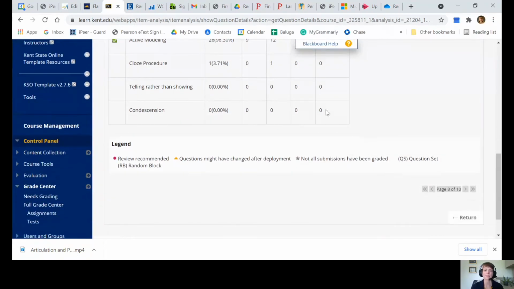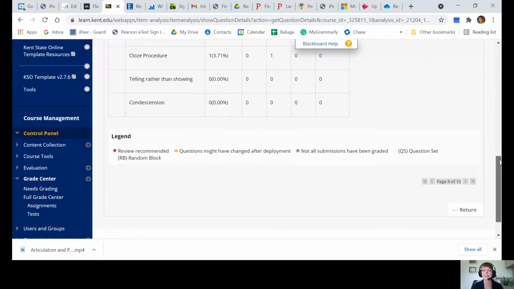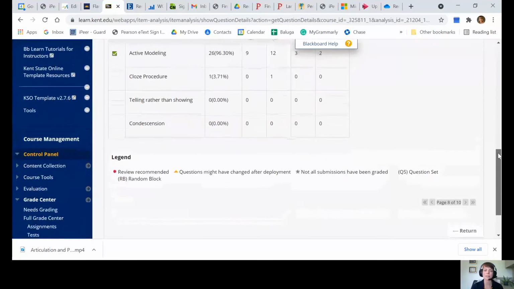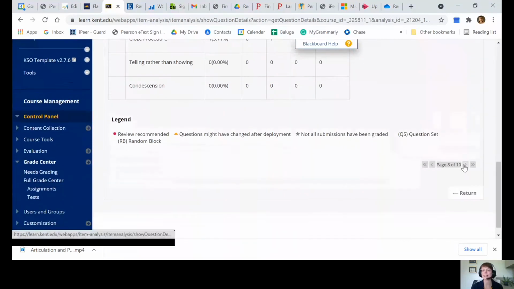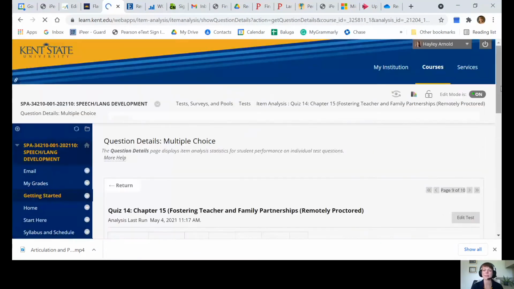And I'm happy to see no one chose condescension. We definitely don't want to be condescending with the parents. That certainly isn't going to be likely to inspire them to enhance language learning at home.